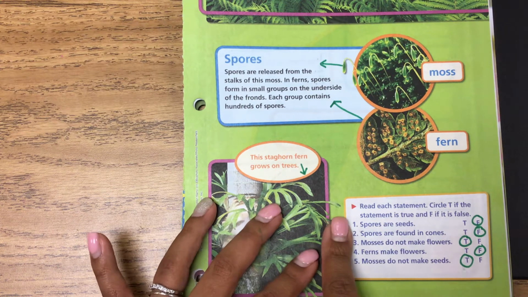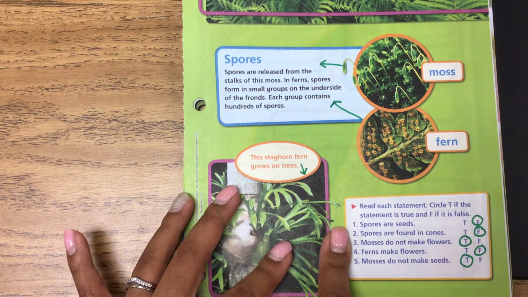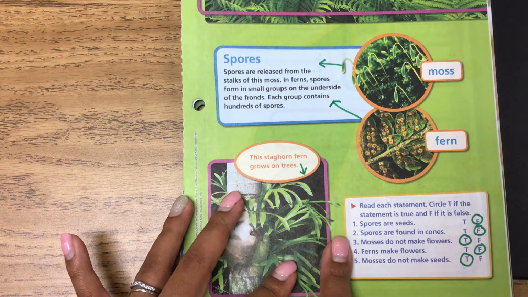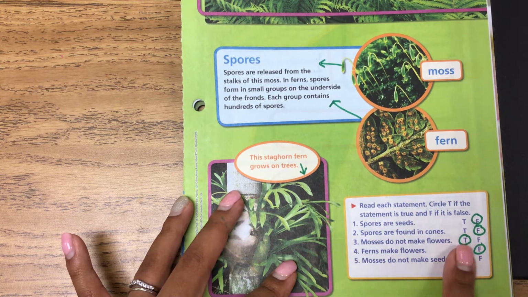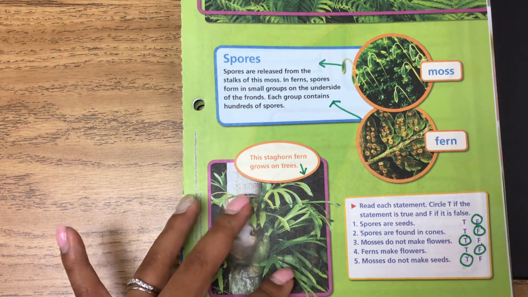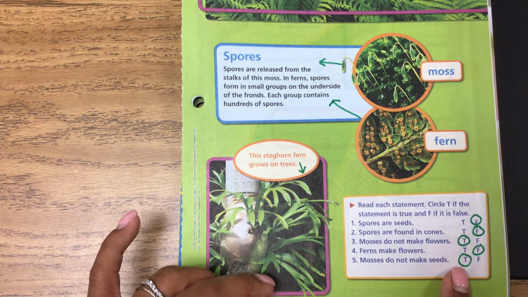Spores are seeds. That is false. Spores are found in cones. Also false. Mosses do not make flowers. True. Ferns make flowers. False. And mosses do not make seeds. That is true.